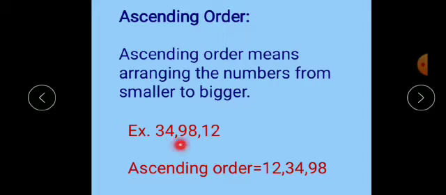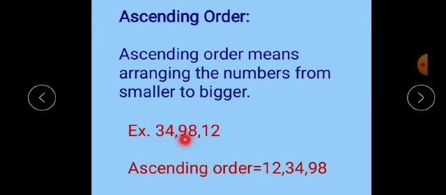See, all are two-digit numbers. So we will compare the tens place of every number. Here at tens place the digit is 3, here is 9 and here 1. So among 3, 9 and 1, 1 is the smallest. So this number 12 is the smaller number. So we will write this number first, then comma.